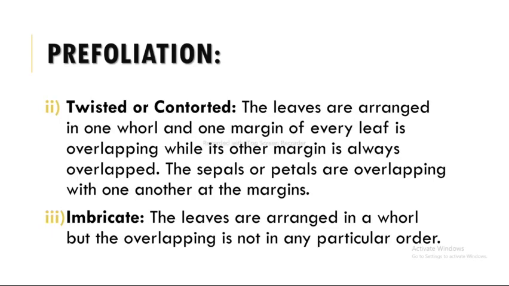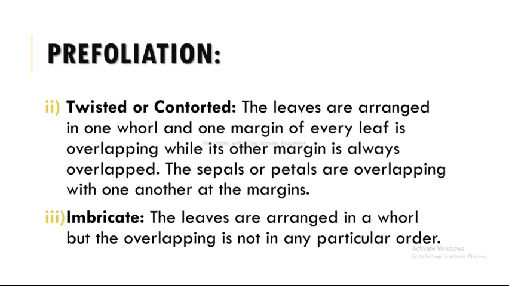The second type is the twisted or contorted. The leaves are arranged in one whorl and one margin of every leaf is overlapping while its other margin is always overlapped. The sepals or petals are overlapping with one another at the margins.